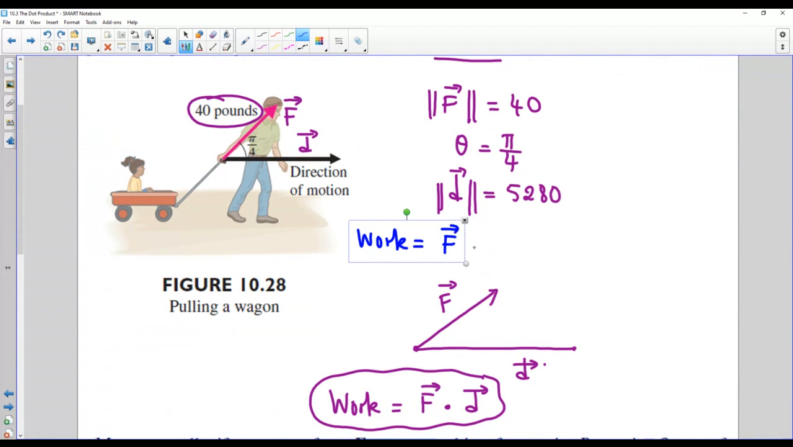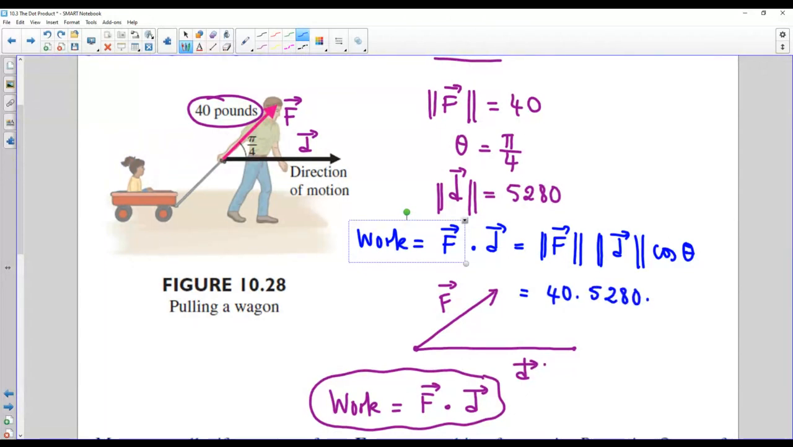It's F dot product with D, which, using the rule, is the magnitude of F multiplied by the magnitude of D multiplied by the cosine of the angle between them. So we will have this. And now we just replace. We put 40 there, the magnitude of D, 5,280, and then cosine pi over 4. And we just do the calculations and we can get the result.